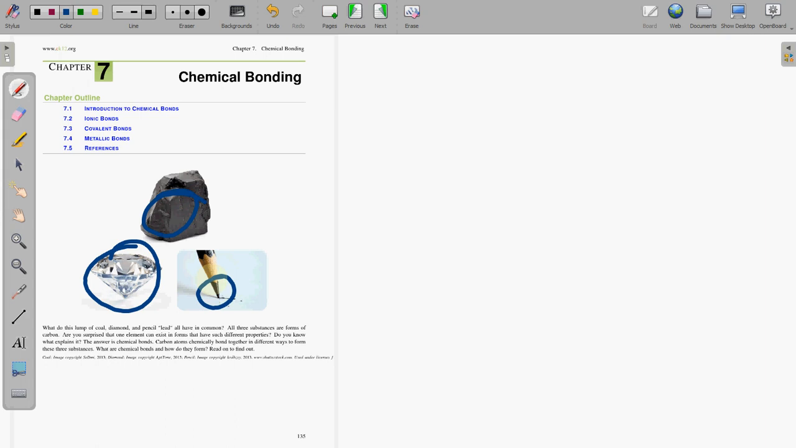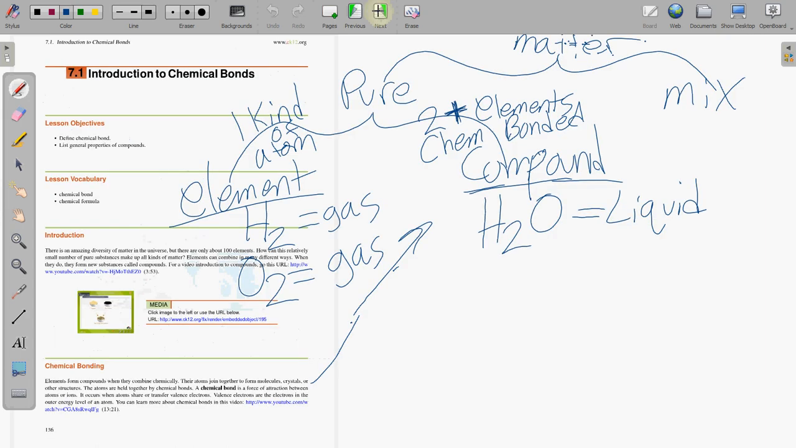Now, graphite is carbon, just carbon atoms. A diamond is just carbon atoms. Coal is just carbon atoms. These all three are carbon atoms, but they have different physical properties because the carbon atoms are arranged in a different way. And chemical bonding is just talking about how atoms arrange themselves. Okay? So that brings us here.